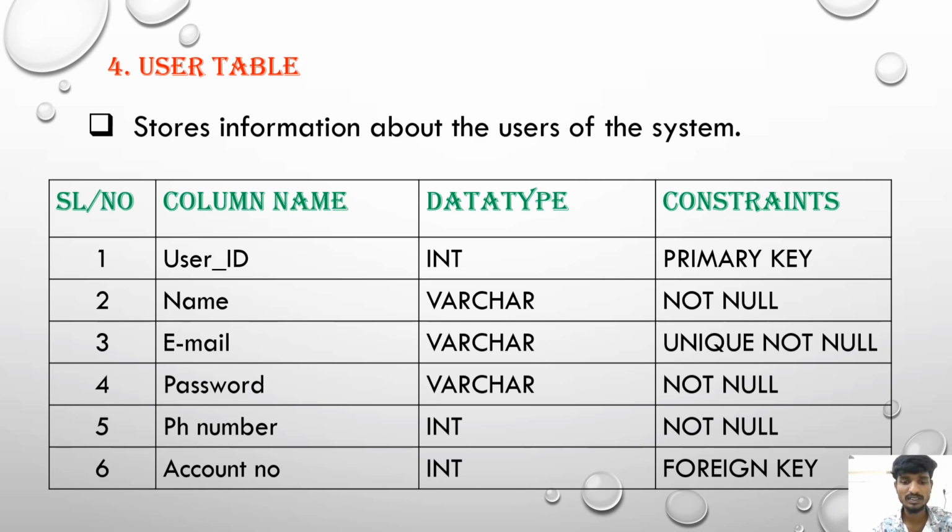Email also present numbers also there, alphabets also there, so I used varchar as a data type for email. Password, data type used is varchar. Phone number int, it is only numbers will present, so that's why I used int as a data type. Account number, I referred this from account table, so it will convert it to foreign key.